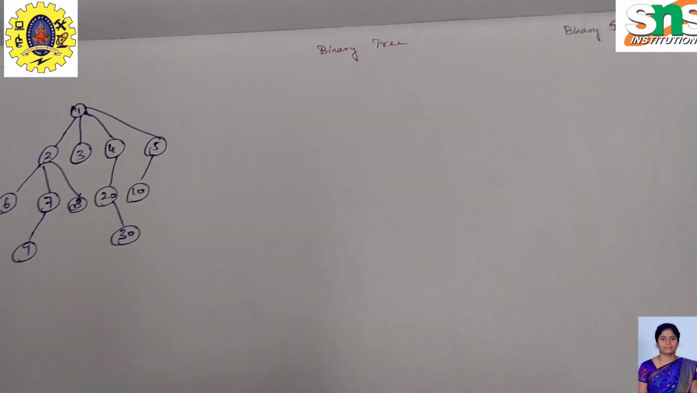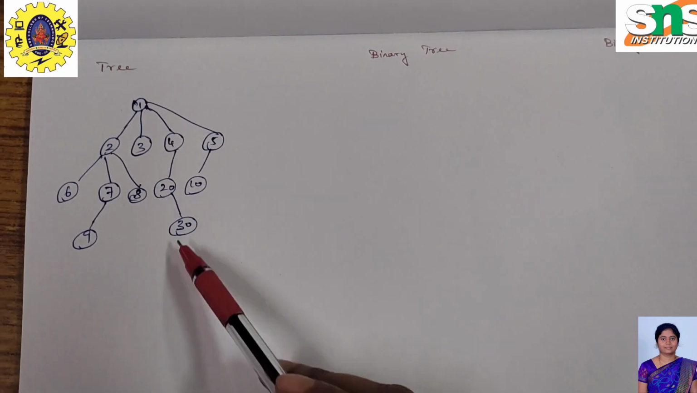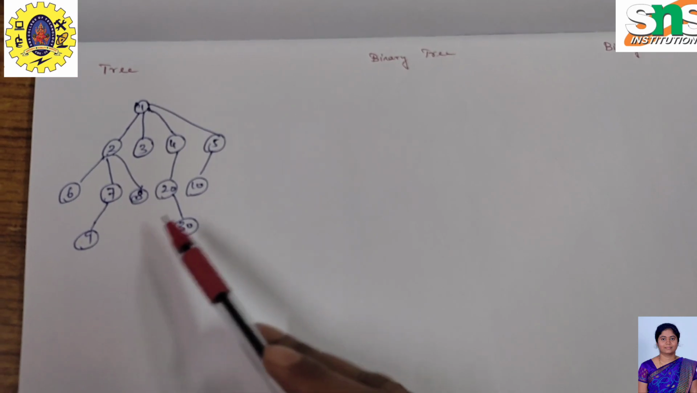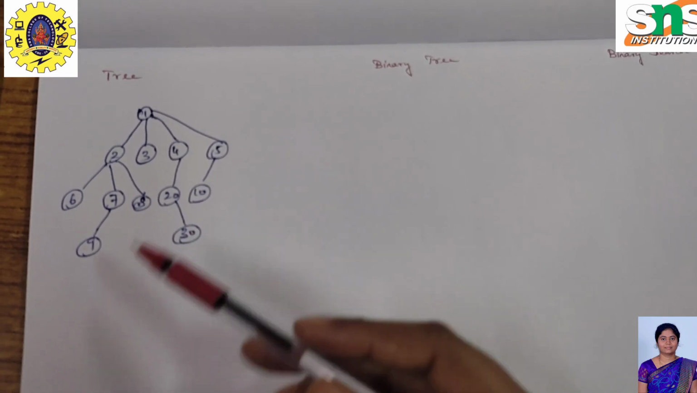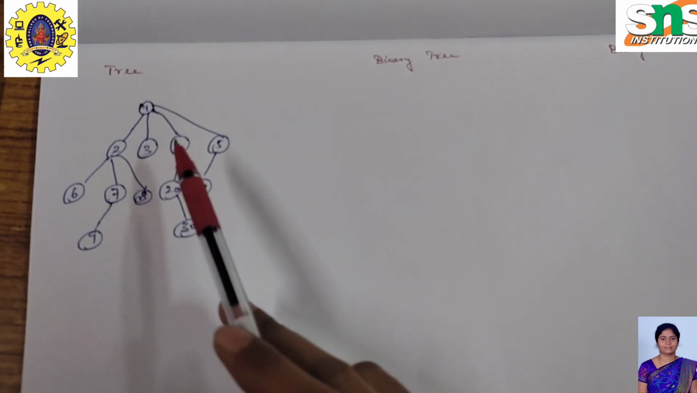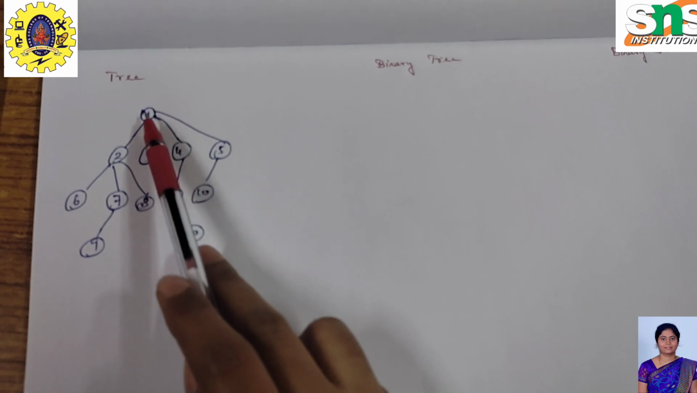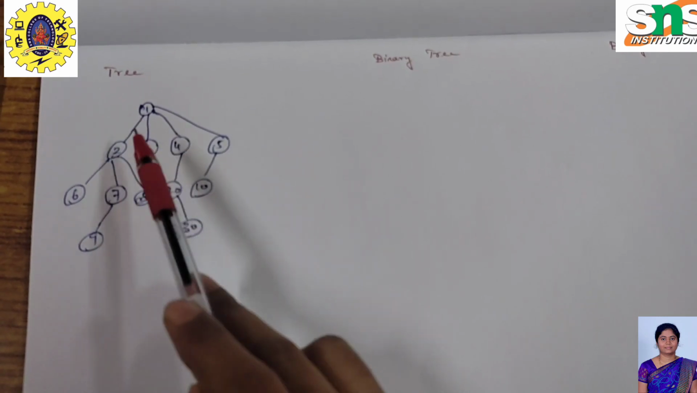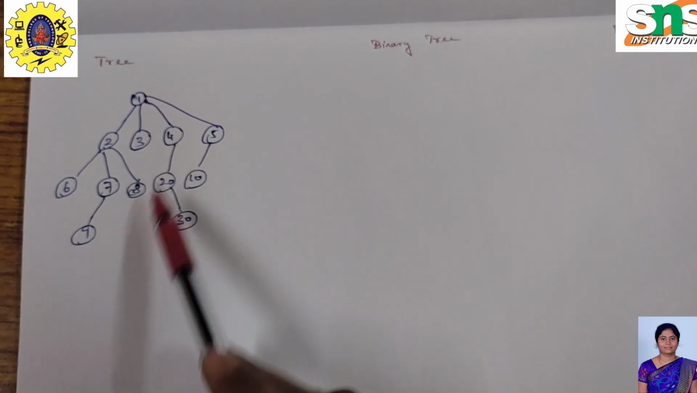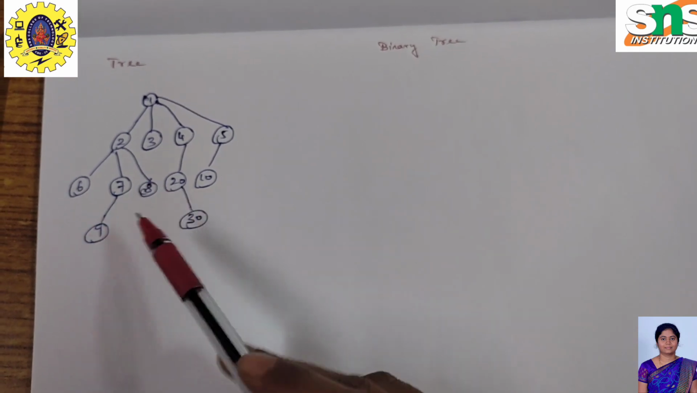So first we will start with tree. A tree is nothing but a hierarchical structure. It is used to store the data in hierarchical order. So this is what a tree is. For a normal tree, only one root node will be there, and we can have n number of child nodes. Here the data can be stored in any order.